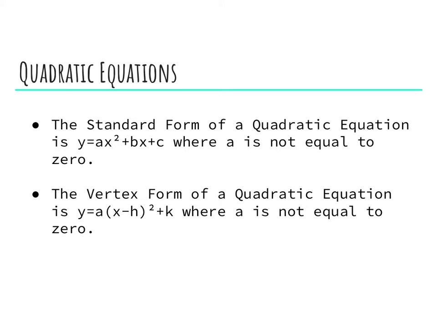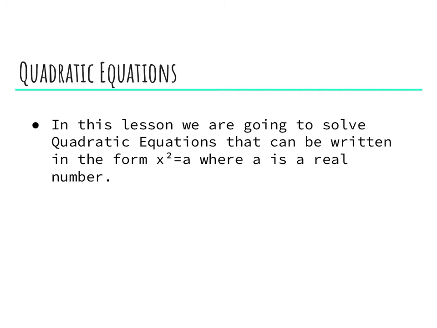The standard form of a quadratic equation is y equals ax squared plus bx plus c, and the vertex form of a quadratic equation is y equals a times (x minus h) squared plus k, and in both cases a is not equal to 0. In this lesson, we're going to solve quadratic equations that can be written in the form x squared equals a, where a is a real number.